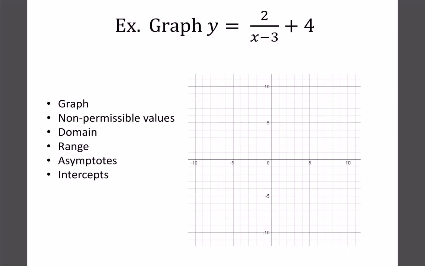And then usually from that we can get a pretty good sketch of what our graph's going to look like. Okay, so let's go through this again. We can see here we've got 4 up, so at y equals 4 will be a horizontal asymptote. We got 3 to the right, so that'll be our vertical.